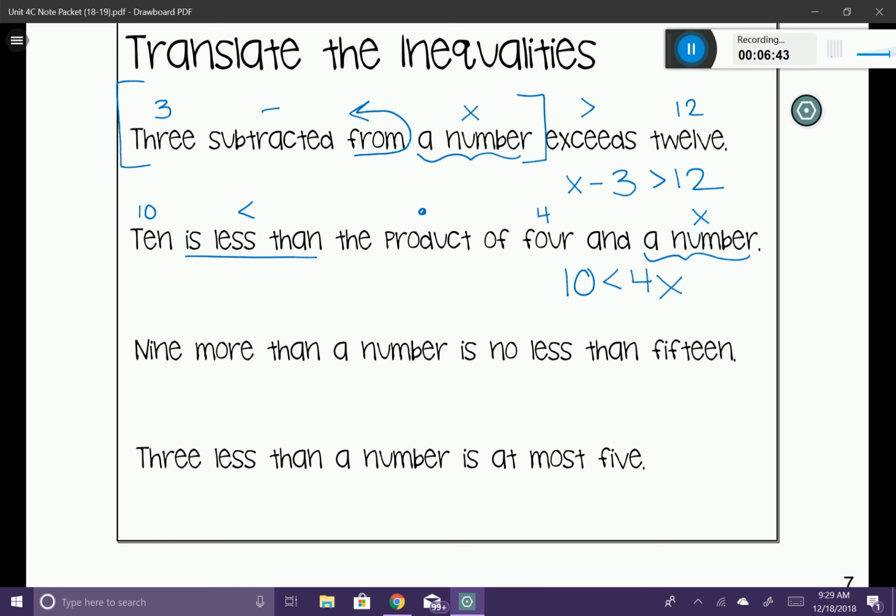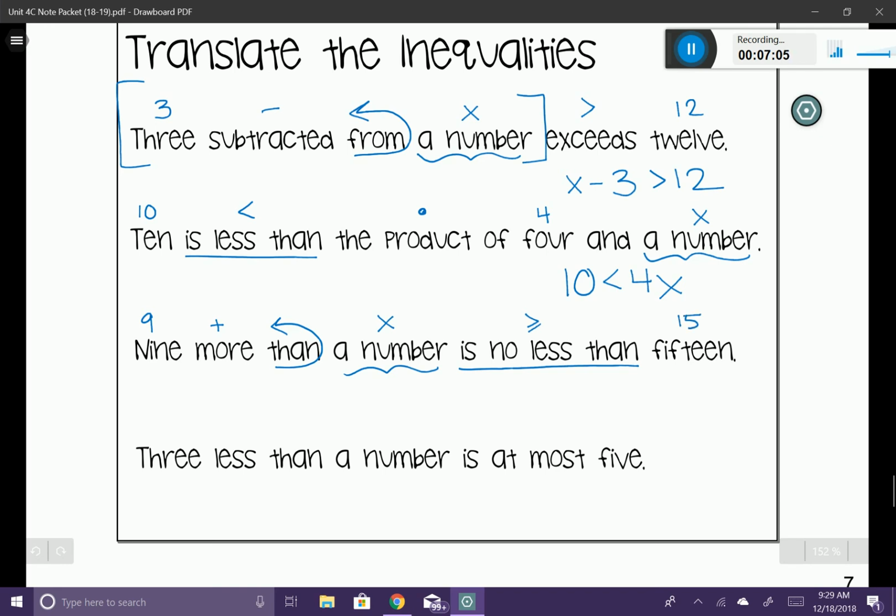All right, the next one. 9 more than a number is no less than 15. So 9 more than a number is no less than. Is no less than is going to be greater than or equal to 15.